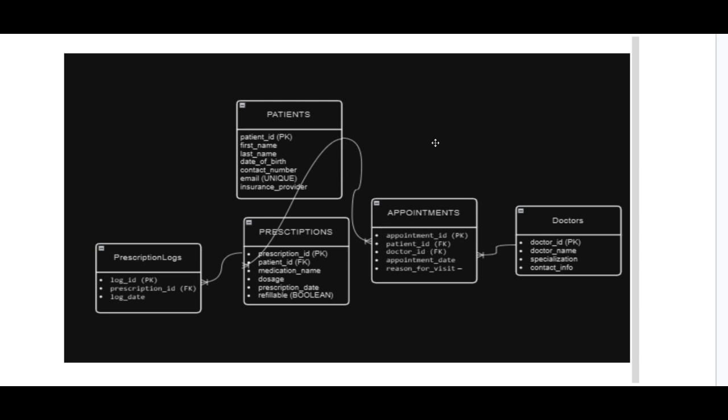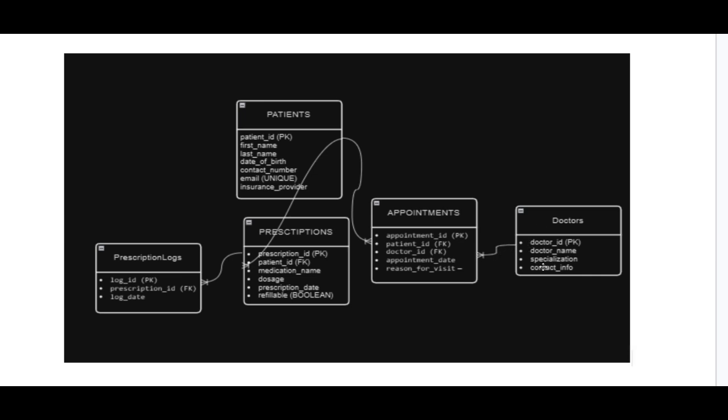The patients table stores details about each patient, such as their name, contact information, and insurance provider. Each patient can have multiple entries in the appointments table, showing the many-to-one relationship between patients and appointments. The doctors table tracks the doctors in the system. Each doctor can have multiple appointments, establishing another many-to-one relationship between doctors and appointments.